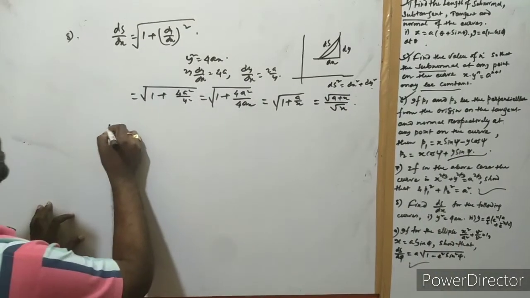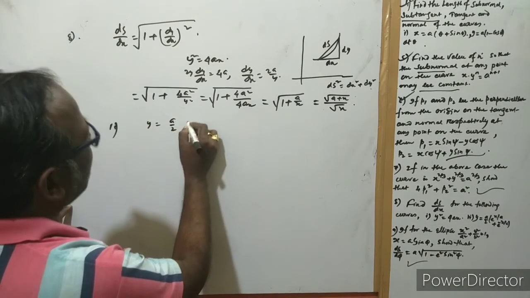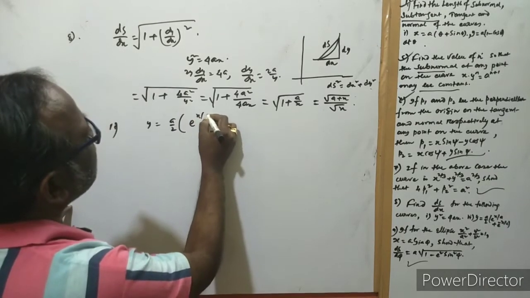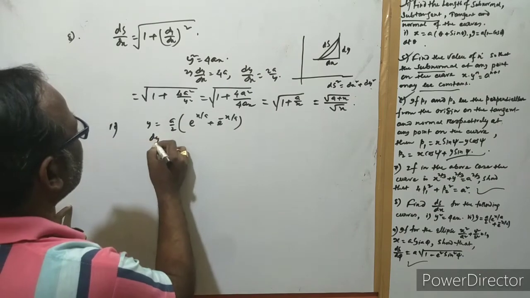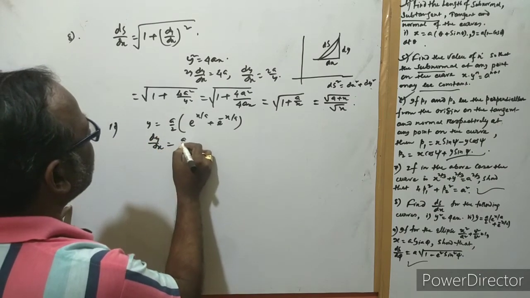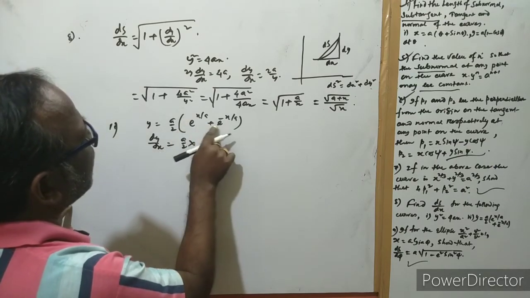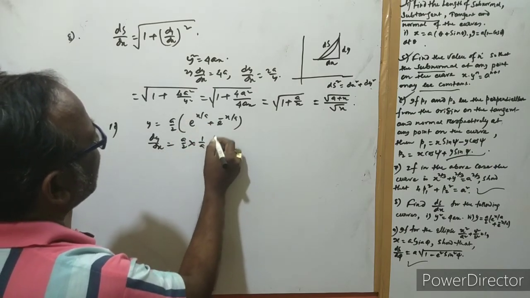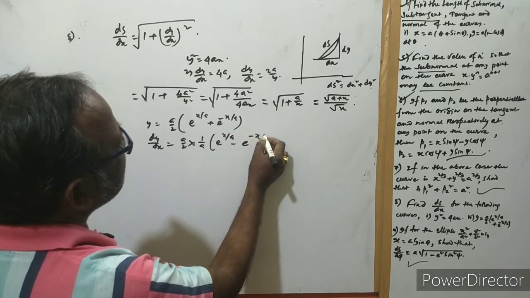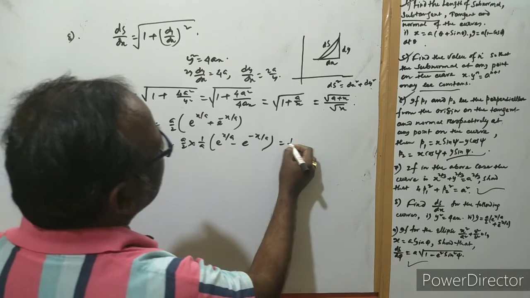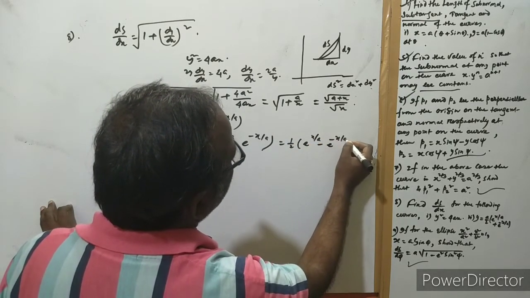Now for the second, here y is equal to a by 2 times e to the power x by a plus e to the power minus x by a. So dy/dx is a by 2, and after derivative we get 1 by a and minus 1 by a, so we take 1 by a common here, and this is e to the power x by a minus e to the power minus x by a, and this is 1 by 2 times e to the power x by a minus e to the power minus x by a.